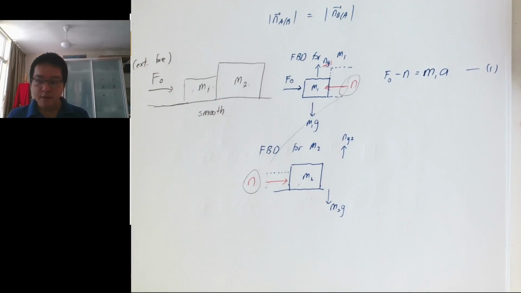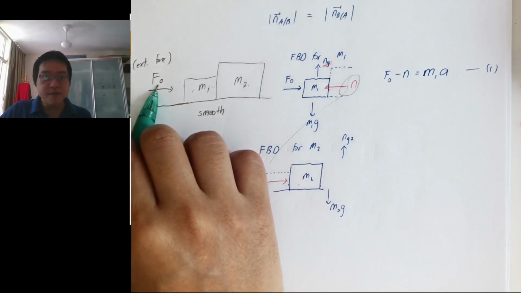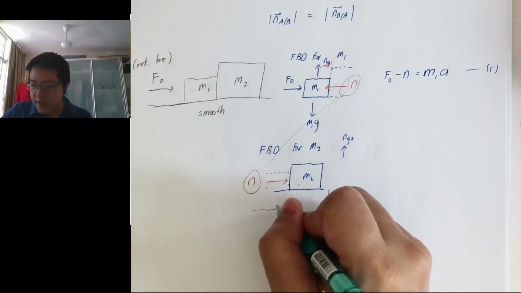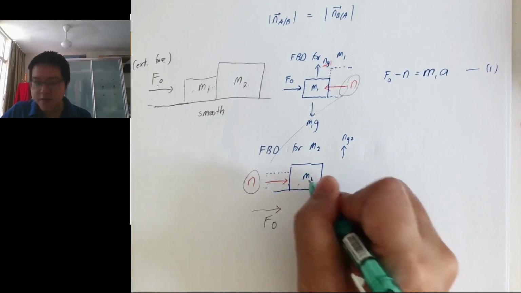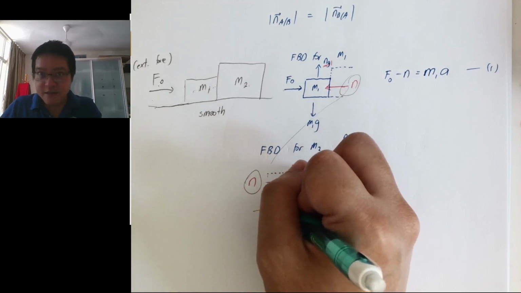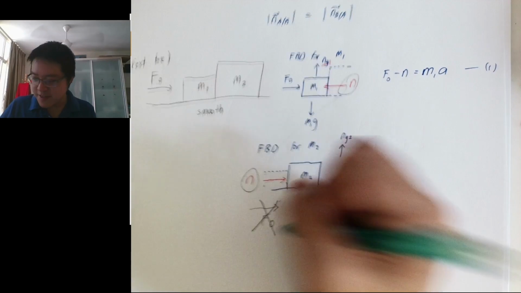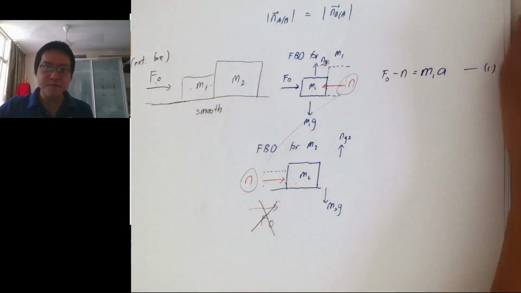Now let me ask you this question. Can I put F0 as my external force acting on M2? Yes or no? I'm sure some of you might say no, right? Yeah, correct, that's right. Although I think some will make a mistake and put F0, right?